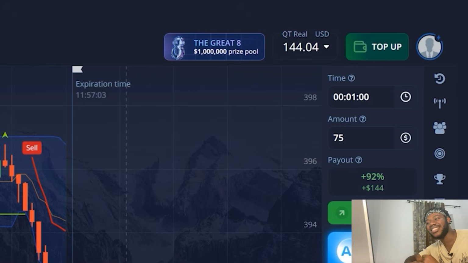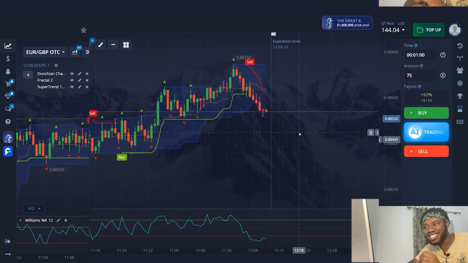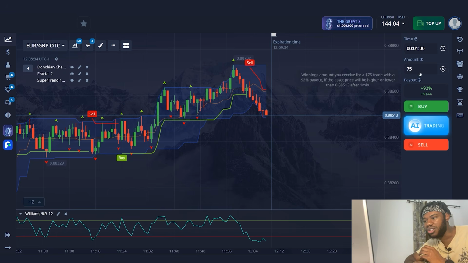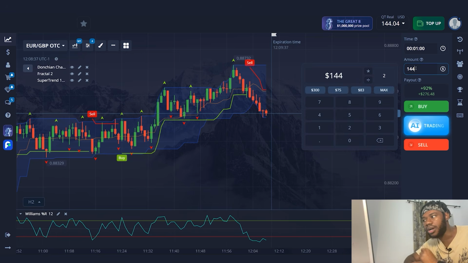I wouldn't waste any time looking for the next situation. Interesting chart. Let's open a trade. The trade amount is already $144. I will open a trade to reduce the price.